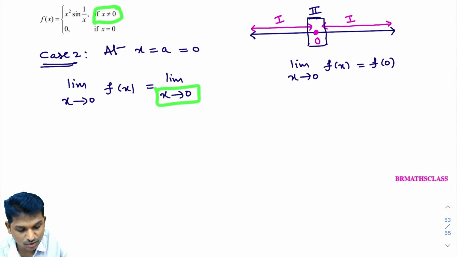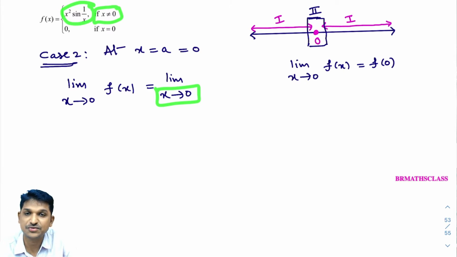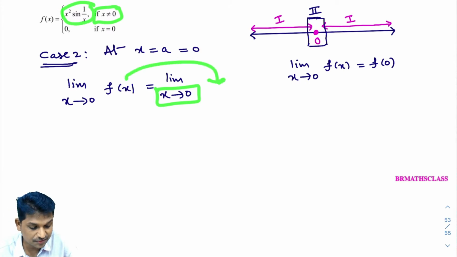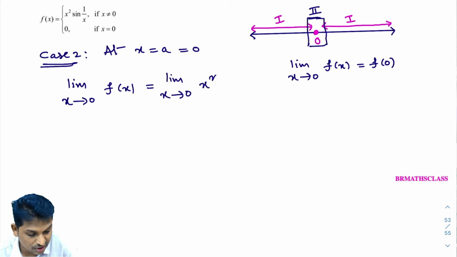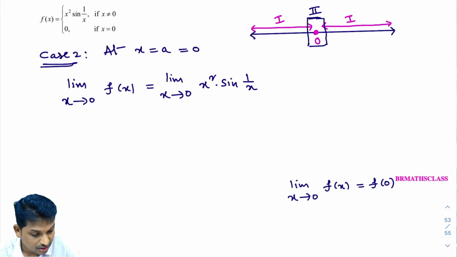When x is not equal to 0, in that case, we need to choose the first function. Here, what is f of x? f of x is the first function, x square into sine 1 by x. So, f of x is x square into sine 1 by x.